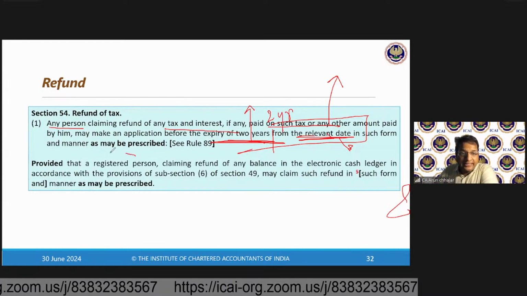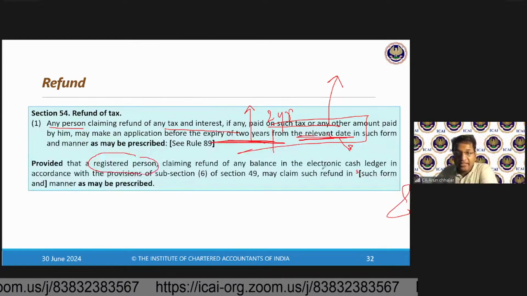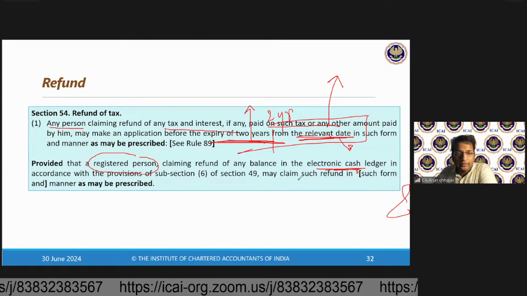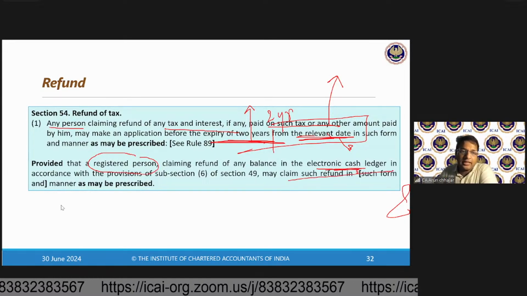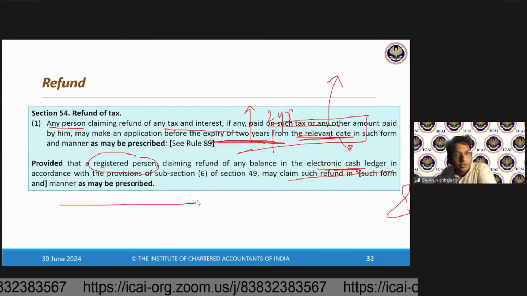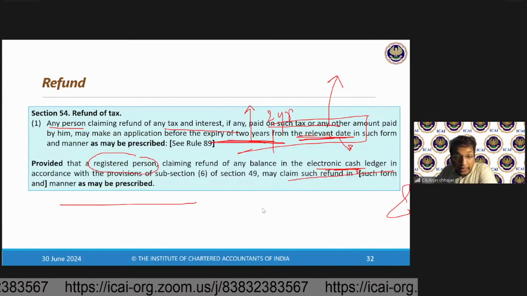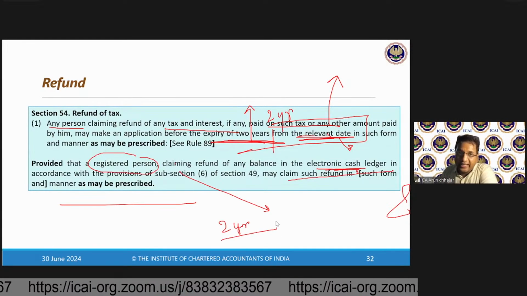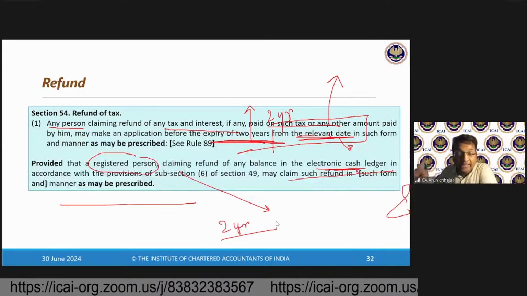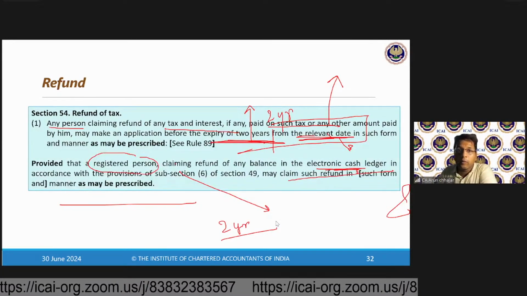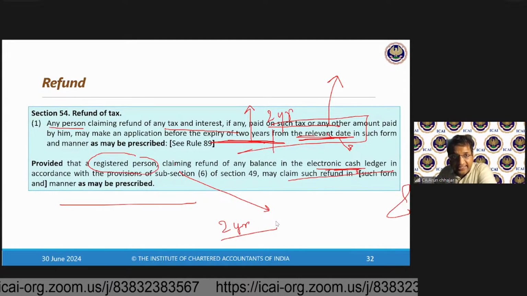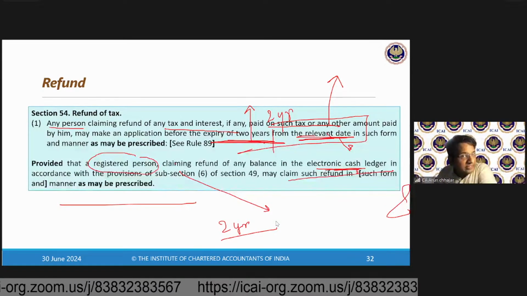It says that provided the registered person claiming the refund of balance in the cash ledger, yes, he can take the refund in such form, such manner as may be prescribed. Because it is written in the proviso, and in this proviso, there is no word of 2 years. It means you can take the refund of amount lying in the cash ledger even beyond 2 years. The 2 year restriction is not there when you are applying the refund of cash ledger.